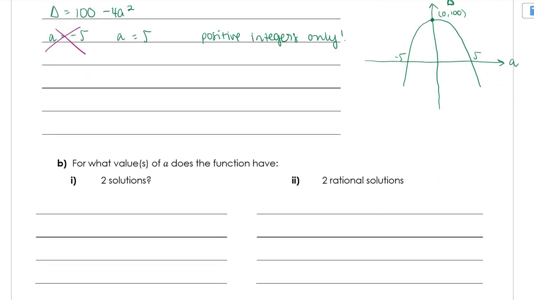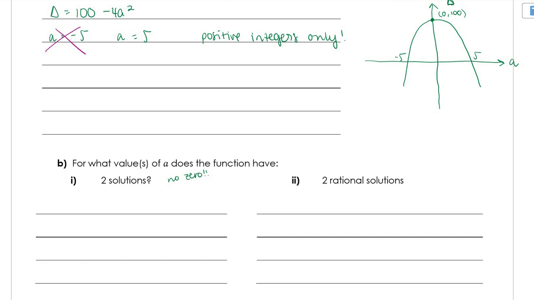Now for part B, we're looking at what values of a the function has two solutions. Now it doesn't say two irrational or rational, it just says two solutions. Once again, something to keep in mind is that we can have no negatives and no 0 because we're looking for positive integers. The other reason we can't have 0 is because if I sub in a equals 0 to the above, I don't have a quadratic anymore. Okay, so no 0 and no negatives for this particular question.